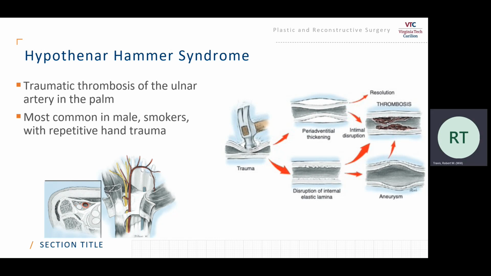So where the ulnar artery emerges from Guyon's canal, it becomes relatively superficial and susceptible to trauma, which can result in formation of either a true aneurysm or a pseudoaneurysm with subsequent thrombosis.